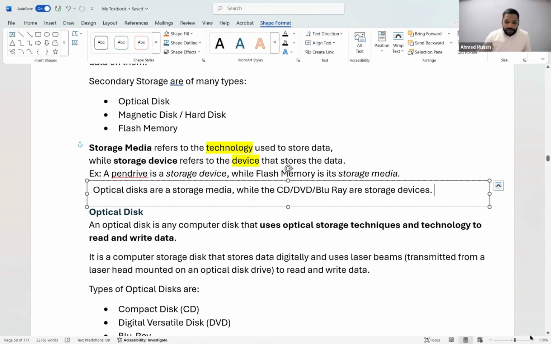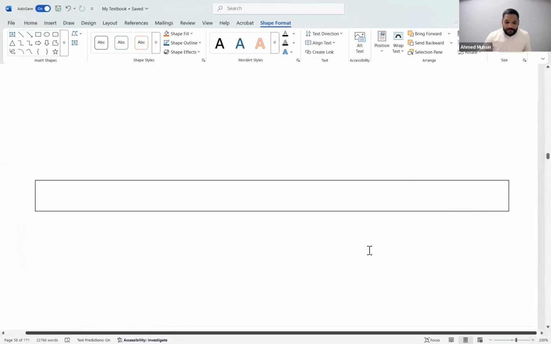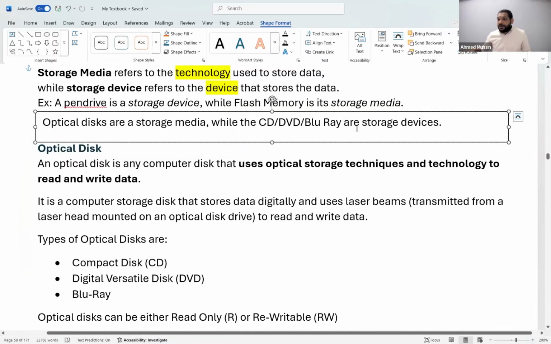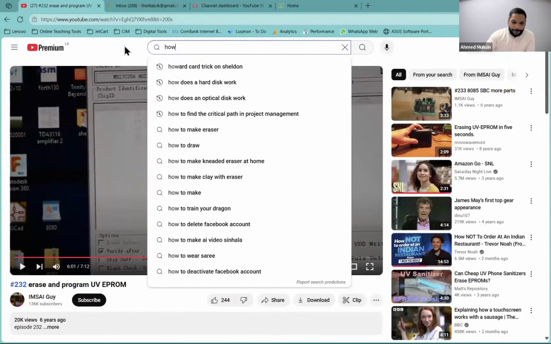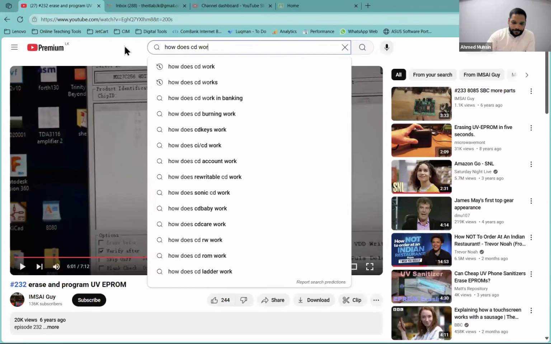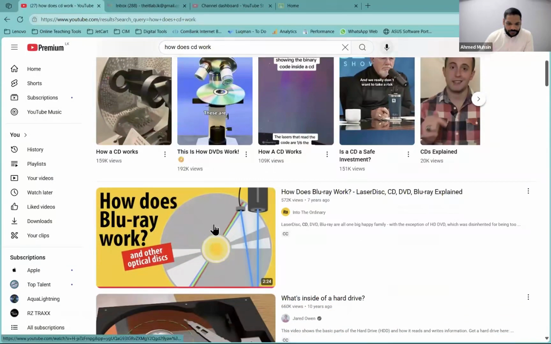So now we are going to get started with optical disks. And guys, your past papers expect you all to be able to explain how an optical disc works. Everybody okay with this? So we're going to watch a video now on how an optical disc works. Guys online, I need to show you all this over here.